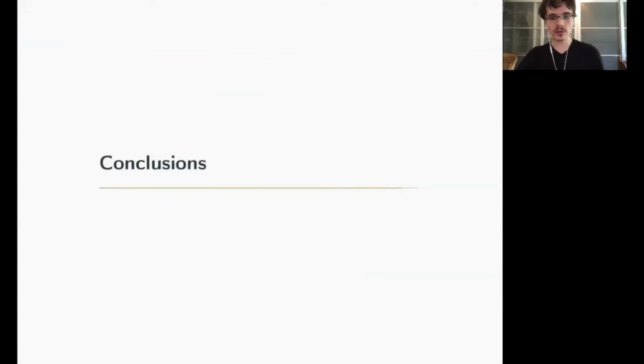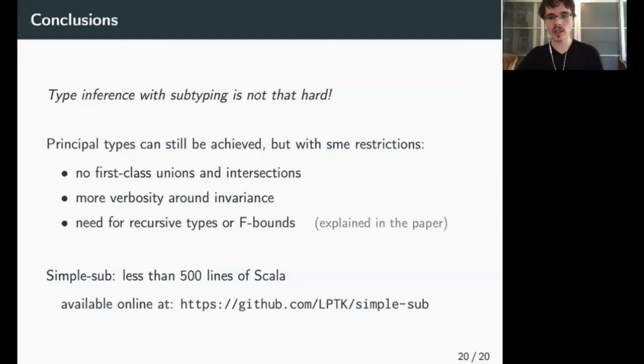In conclusion, contrary to what many people believe, complete type inference with subtyping is not actually that hard. As long as we restrict the usage of unions, intersections, accept a little more verbosity around variance, and support recursive types. SimpleSub is available online and is less than 500 lines of code, including parsing, type inference, simplification, and pretty printing. That's it for my presentation.